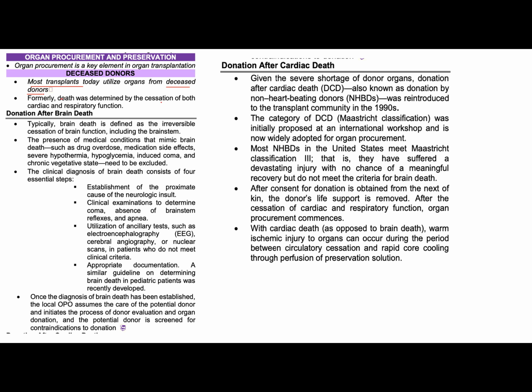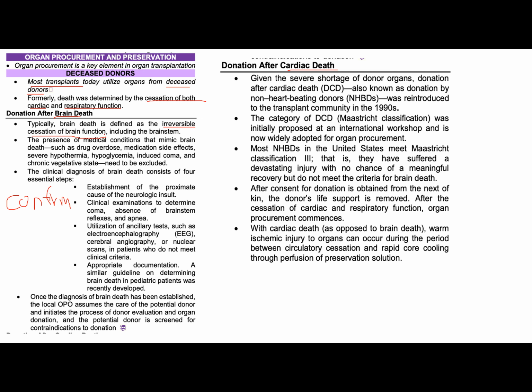Formerly, death was determined by cessation of both cardiac and respiratory function. Now, there are two types of death kasi na nangyayari sa hospital, class. Meron tayong tinatawag na brain dead and meron tayong cardiac dead. Now, you could possibly donate. Pwede kang mag-donate in either situation. But before that would happen, class, the doctor needs to confirm that the patient is actually brain dead. Now, take note of this. Typically, brain dead, class, is defined as the irreversible cessation of brain function.